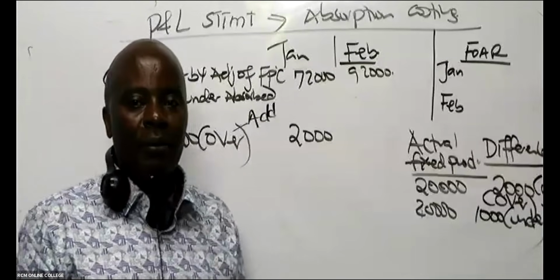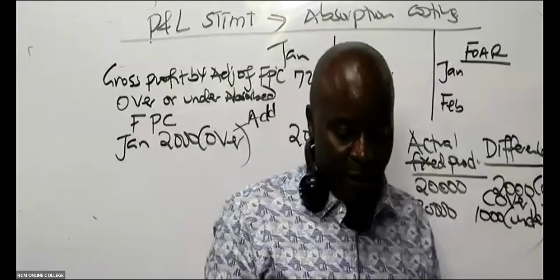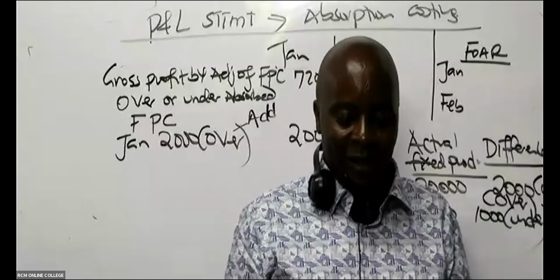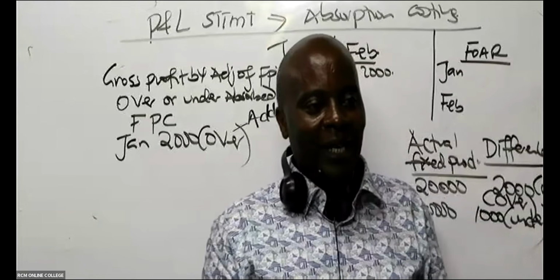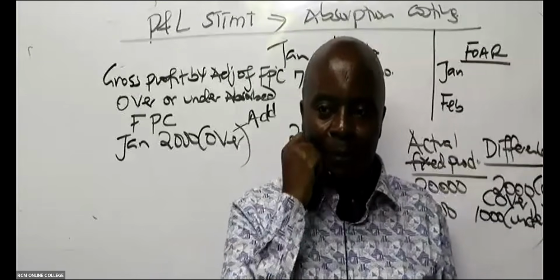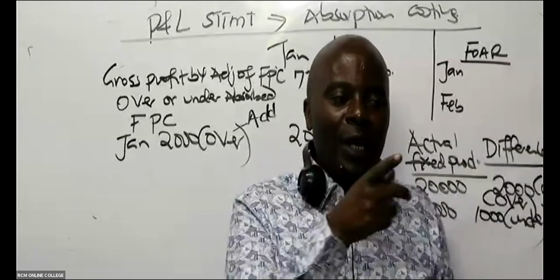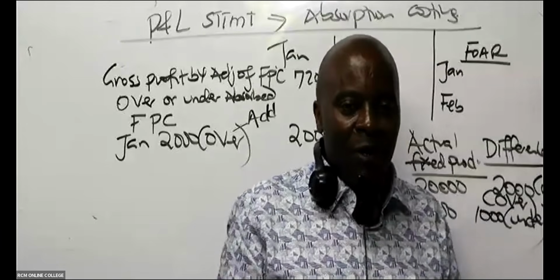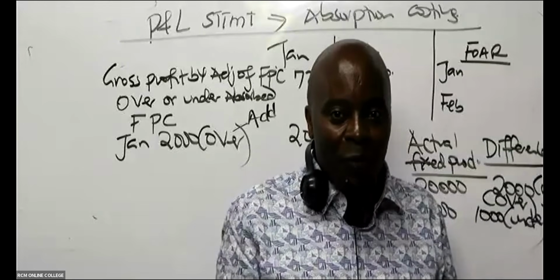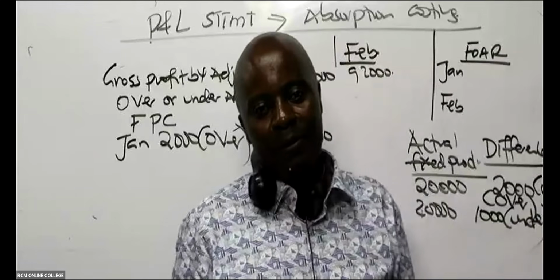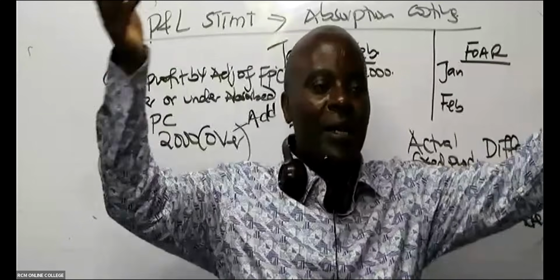Over, we add. Ask me why. Even if you don't ask me, I will answer. You see, this one is an expenditure. So if this overhead is an expenditure and we overestimated when we were subtracting it from our revenue, what happened in this case to our profits? Our profits went down. So to correct the error, we add.